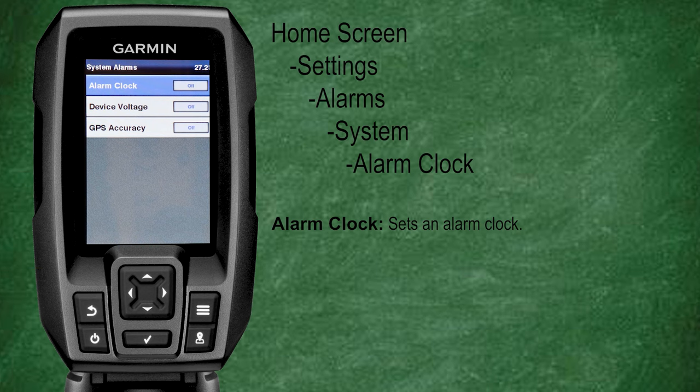Now let's go back to page 1 and select Edit Waypoint. We can now edit our waypoint's name, symbol, depth, water temperature, or add a comment. Let's select Name. Now let's change our waypoint's name to M1 and press Enter to save. Our waypoint's name has now been successfully changed to M1.